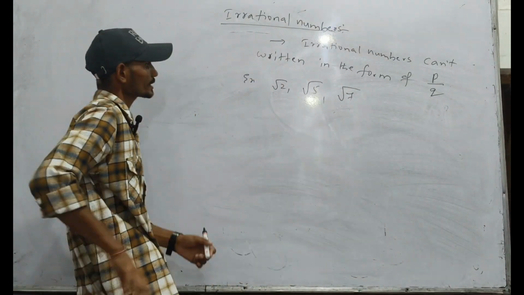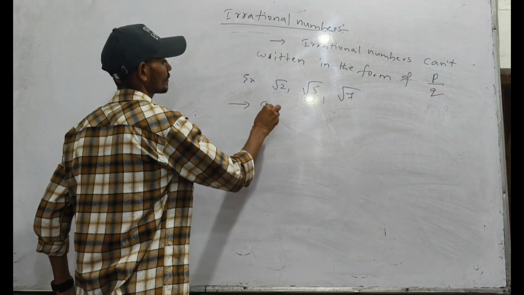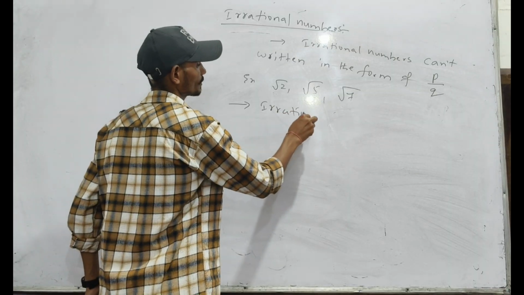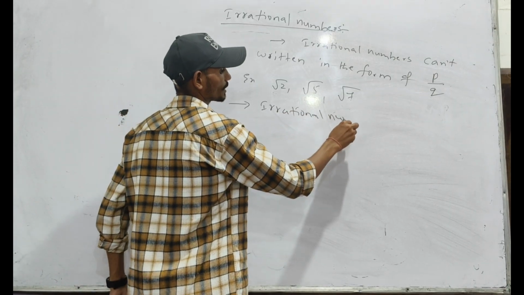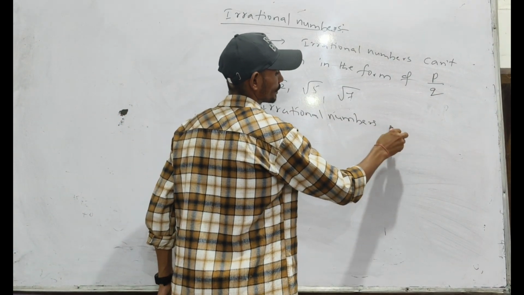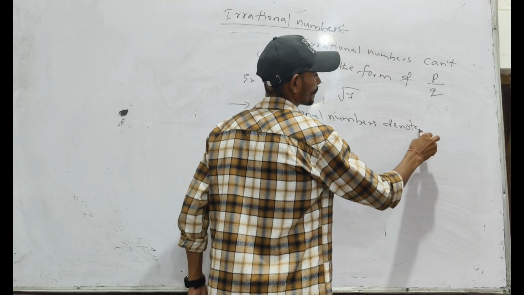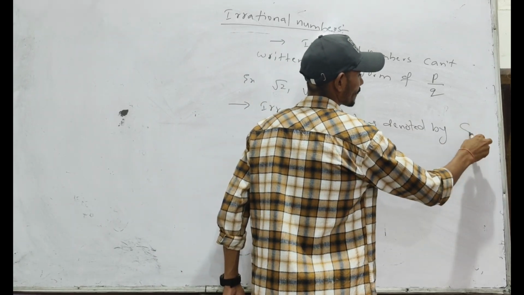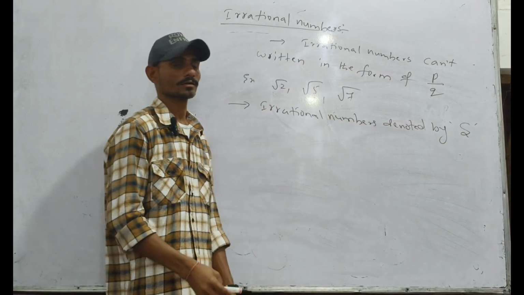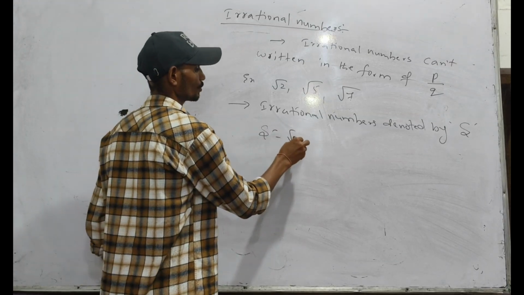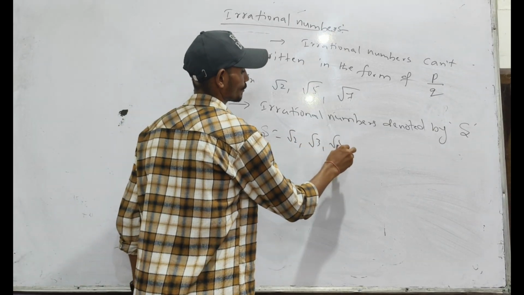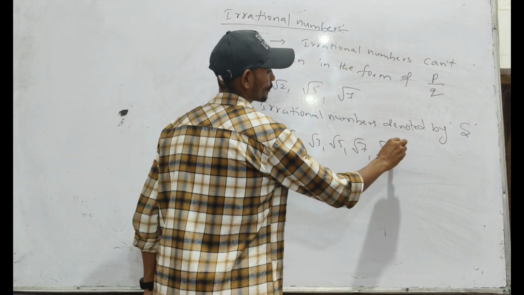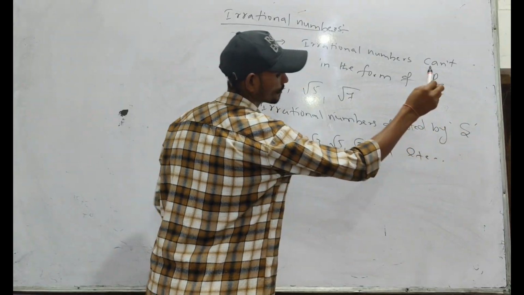Next, irrational numbers are denoted by capital S. Okay. Capital S is equal to root 2, root 3, root 5, root 7, root 11, etc.